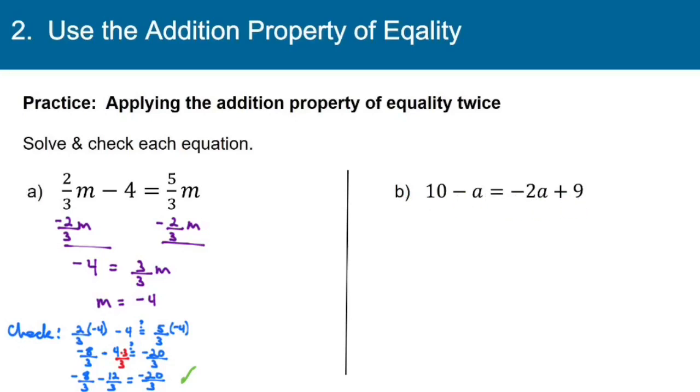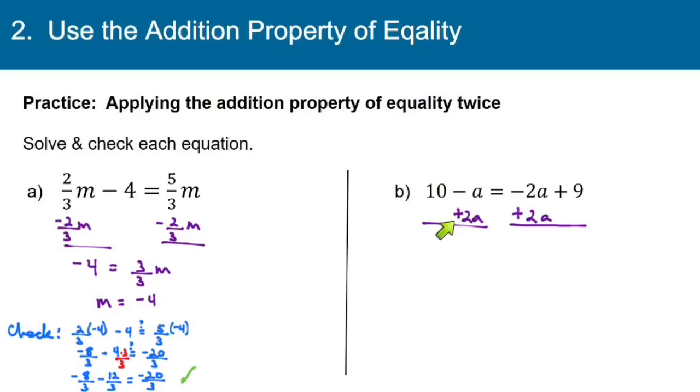On part B, notice we have variable terms on both sides of the equal mark and constants on both sides of the equal mark. So the best way to solve this equation in the least number of steps is to look at our variable terms and decide which one has a smaller coefficient. We have a -2 and a -1. So -2 is a little bit smaller than -1, so I'm going to eliminate this -2a term. So I'm going to start by adding 2a to both sides of the equal mark.